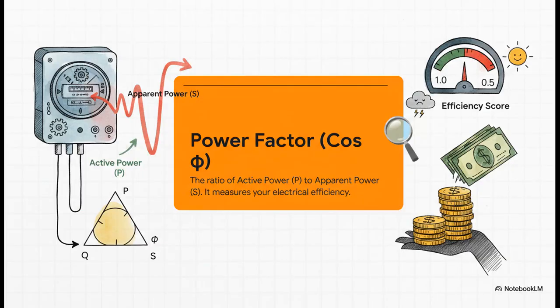And this brings us right to the main event, power factor. It's simply the ratio of your useful active power to the total apparent power. Think of it as an efficiency score. A perfect score is 1.0, which would mean all the power you draw is doing useful work. The lower that number gets, the more inefficient you are, and the more likely it is your utility is charging you a penalty for it.